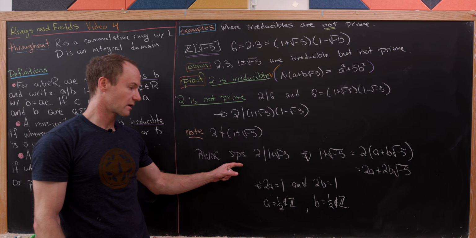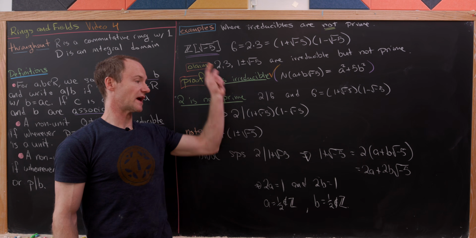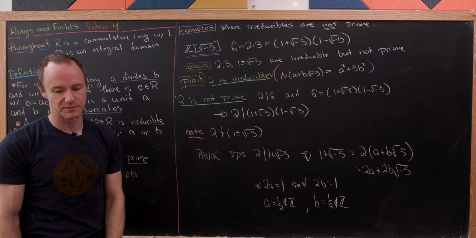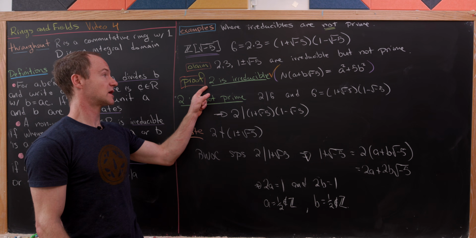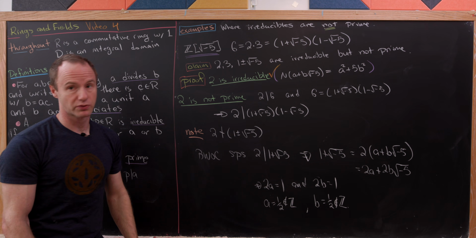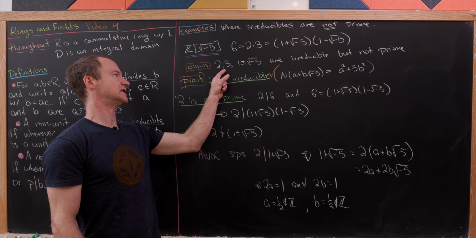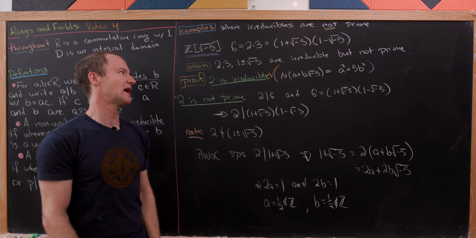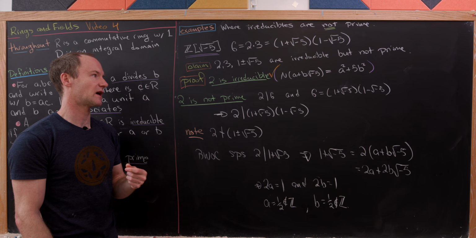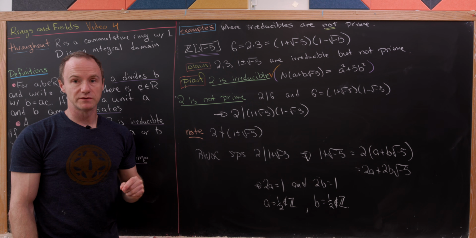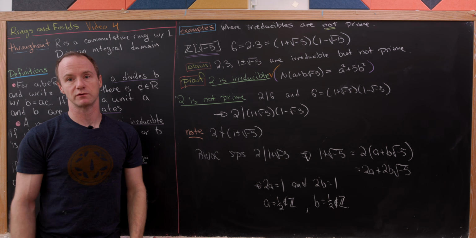So remember, for this division to occur within our ring right here, we would need a and b both to be integers. Okay, so anyway, that's how you would do this part. 2 is irreducible but not prime. Now I'll leave it to you to fill in the details for the rest of these. 3 is irreducible and not prime, and then this 1 plus minus root minus 5 is also irreducible but not prime.